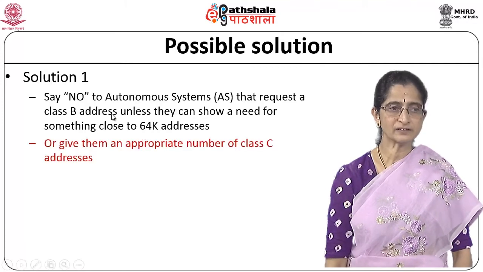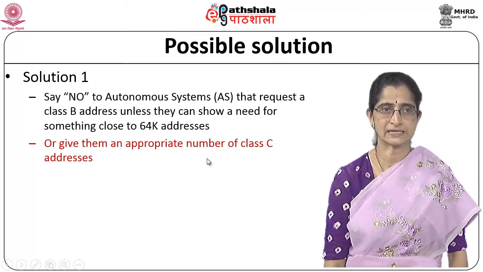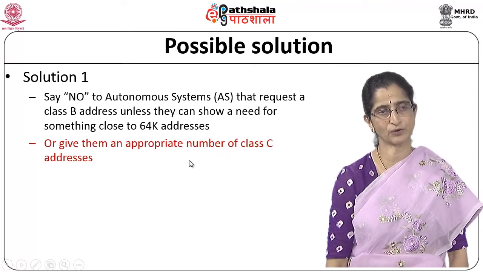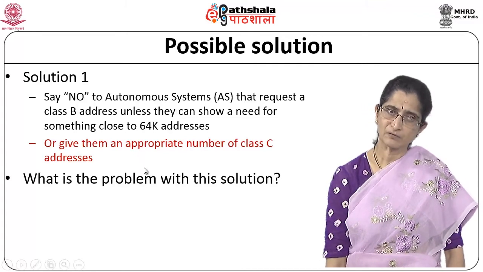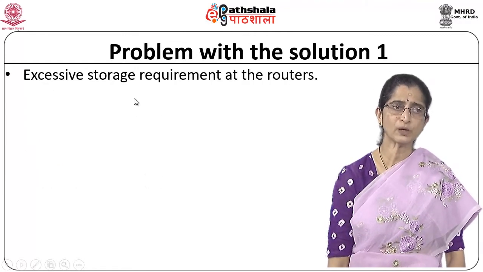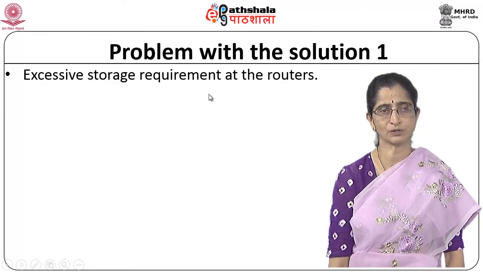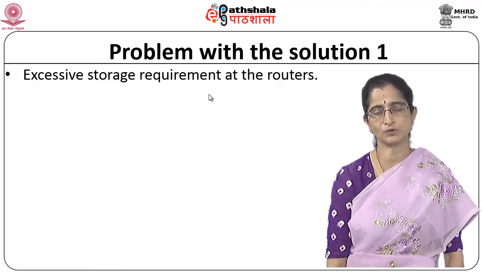Another solution could be that you give them an appropriate number of class C addresses. As I just mentioned, if I want 1024 addresses, you take 4 class C addresses. So that is an option. But we already saw what the problem with this kind of solution is. The problem is that you will require excessive storage at the routers, because if I had, for instance, 8000 nodes as my requirement.